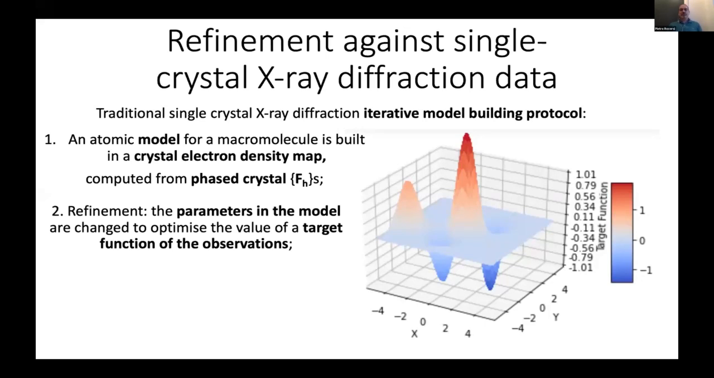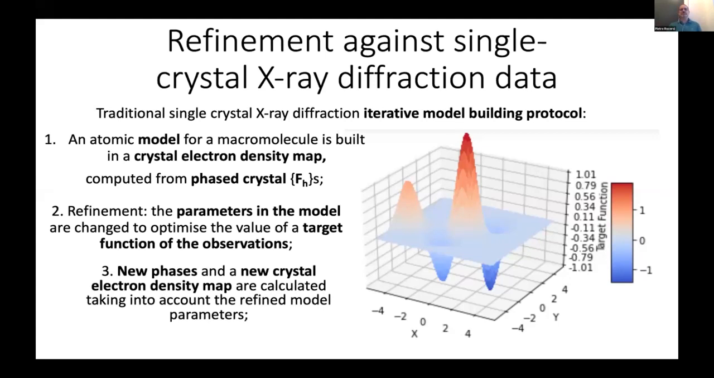At this point, you have refinement, i.e. a process by which parameters in the structural model are varied and optimized to match a target function of the observations. Here we have an arbitrary surface. You can see that there are several maxima and several minima. You want the overall minimum, but you are trapped in a local minimum. Can you get there without climbing a maximum? That's not always the case. So we have the obvious radius of convergence problems that all optimization problems may have.